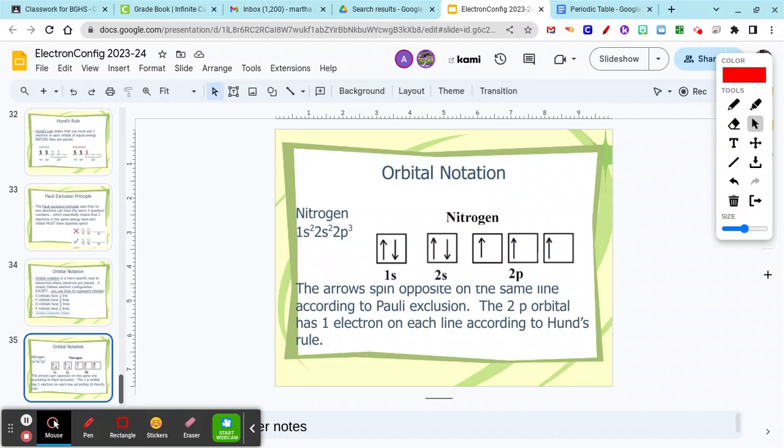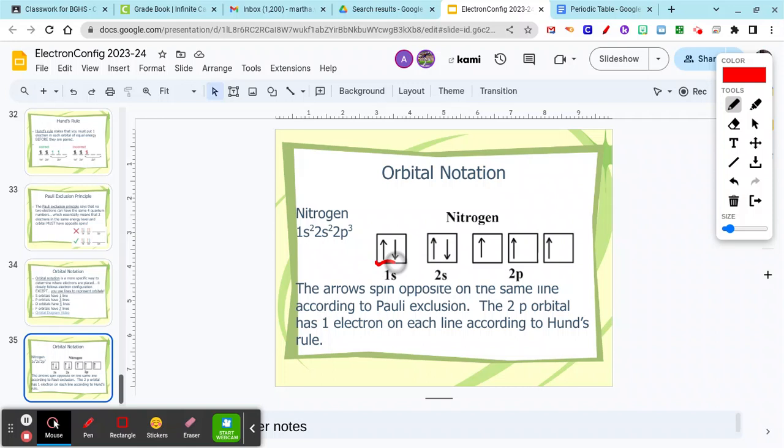What I suggest you do when you're doing orbital notation is go ahead and do the original electron configuration first. So for nitrogen, we have 1s2, 2s2, 2p3. Then once you have your original configuration, you're going to go through and draw boxes or draw lines. I usually do lines, but some people show boxes. You're going to label them.